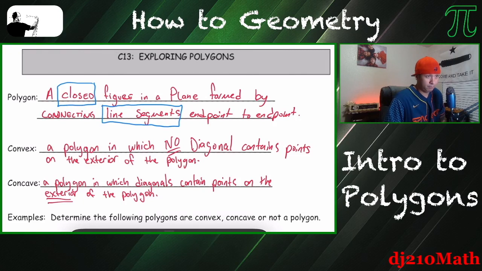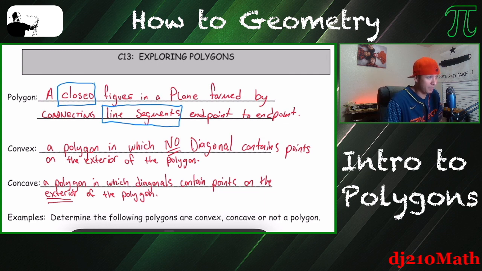Okay, so let's just start by getting some terminology out of the way. What is a polygon? It's a closed figure, meaning all the sides are connecting, and it's line segments that connect endpoint to endpoint. So a closed figure with straight lines. That's basically what a polygon is.